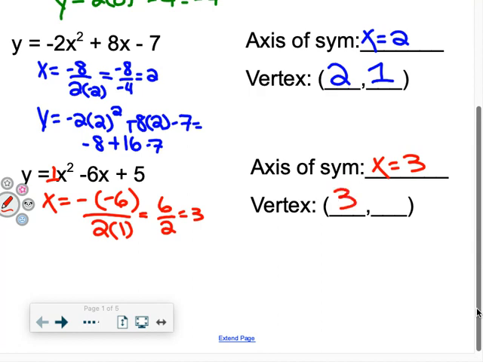We're going to plug it back in to find our vertex. So 3 squared minus 6 times 3 plus 5. We get 9 minus 18 plus 5. So really we have 14 minus 18, so we should get a negative 4. So that's how you find axis of symmetry and vertex.